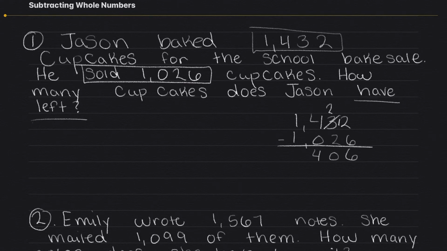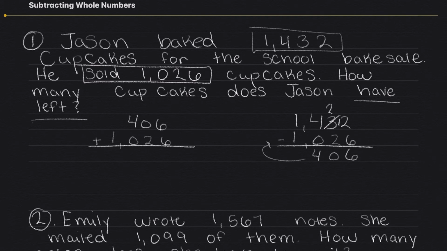Should I check my work? Of course. When I check my work, I work backwards. And working backwards means I use the opposite operation. What's opposite of subtracting? If you said addition, you are right. So I'm going to start with my 406. And I'm going to work backwards and add that next number, 1,026. I'm going to add, working backwards.